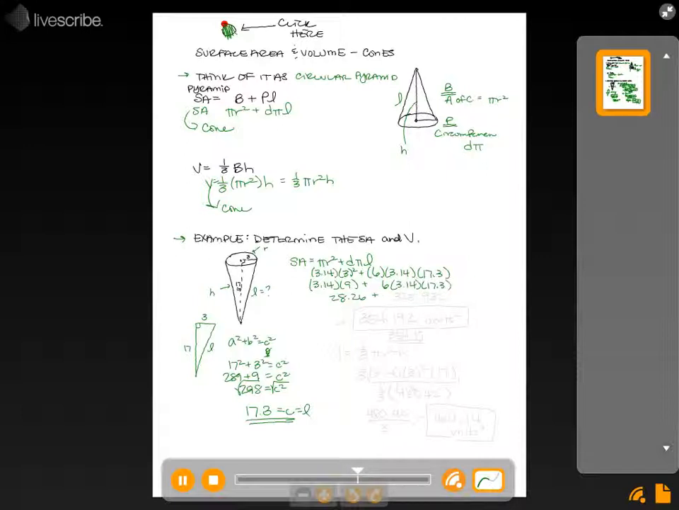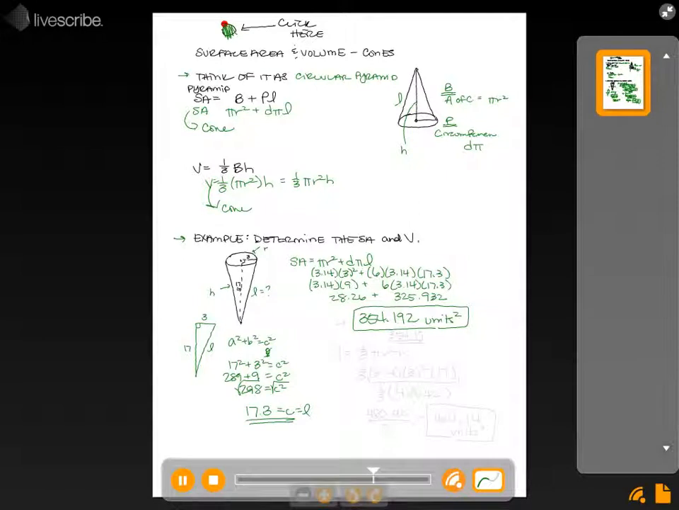Second one is 6 times 3.14 times 17.3. We're going to put that in the calculator. And when we do that, we get 325.932. Now, if they give you a long decimal, copy the whole decimal and we'll round it at the end. Okay? We'll add these 2 together. So 28.26 plus 325.932 gives us 354.192 units squared, because we were talking about surface area.